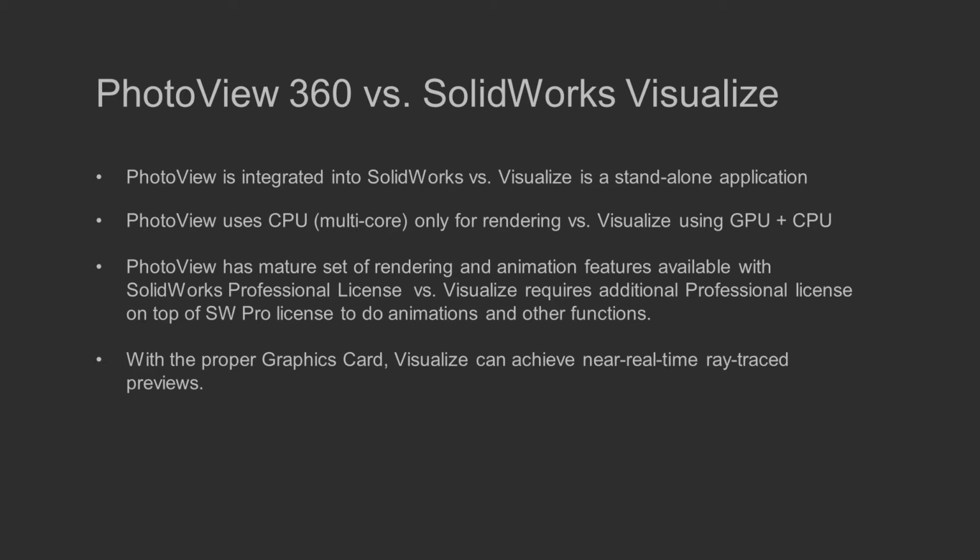PhotoView, unlike Visualize, is a more mature product, so it has a more mature set of features in it, including animation and the ability to apply appearances to bodies and faces and parts and assemblies. Anything that you can do in SolidWorks as a selection, you can pretty much apply an appearance to. Visualize is more limited in how it can apply materials.